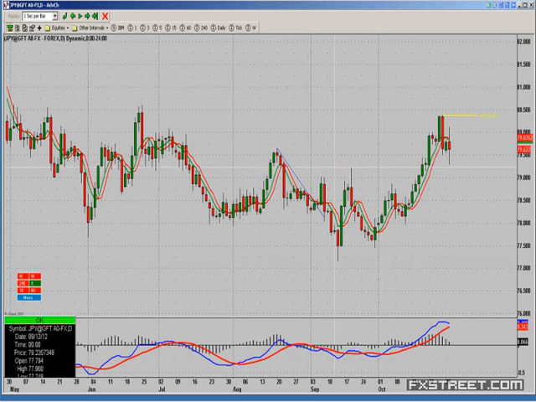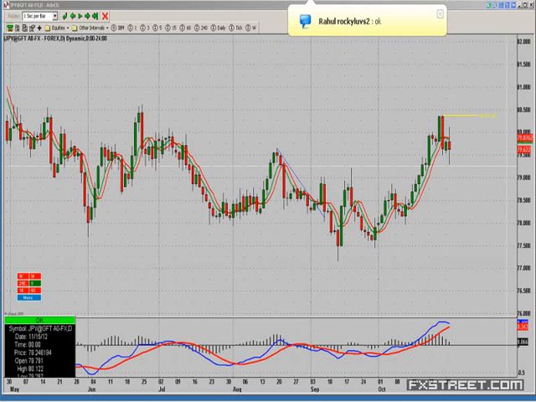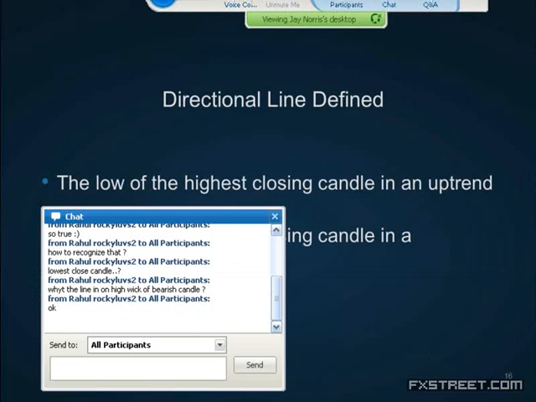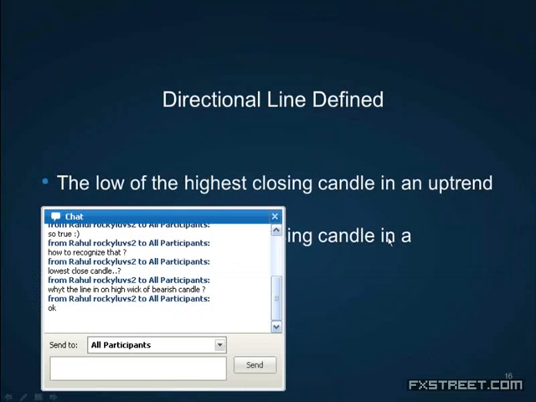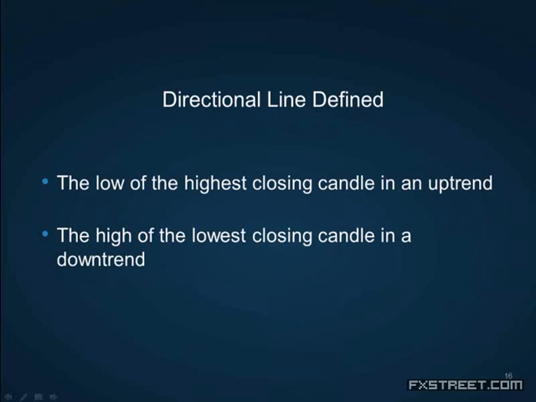Raul, you didn't write down the definition. Here, I'll go back. Here's the definition. The low of the highest closing candle in an uptrend, the high of the lowest closing candle in a downtrend. You got to know that.